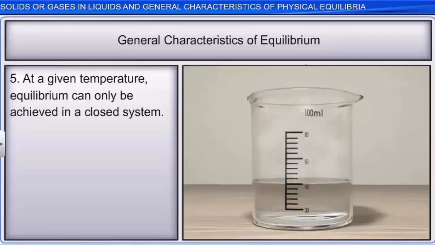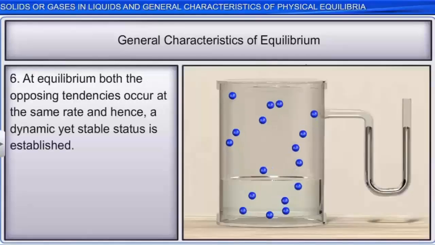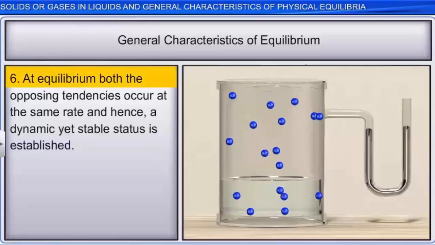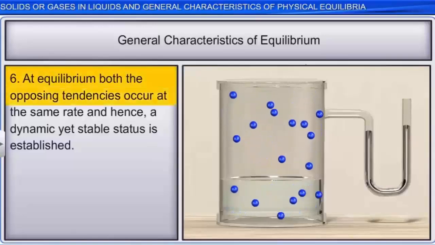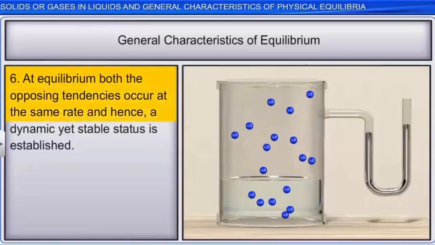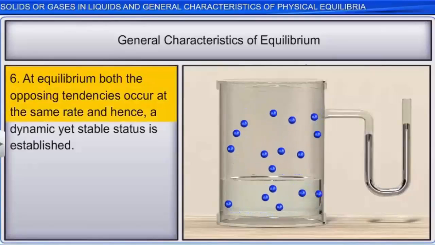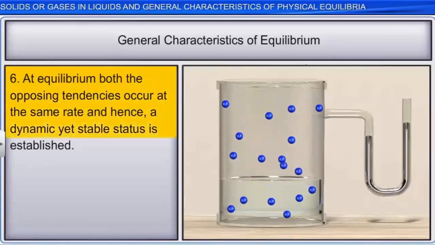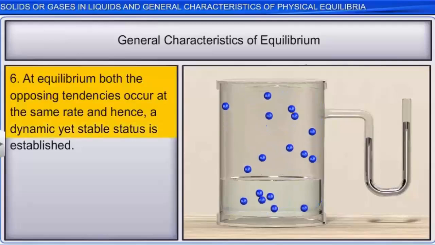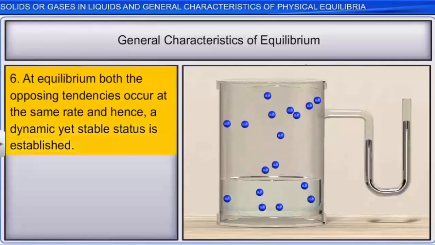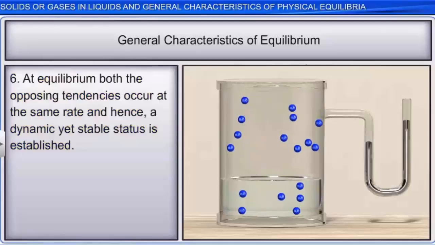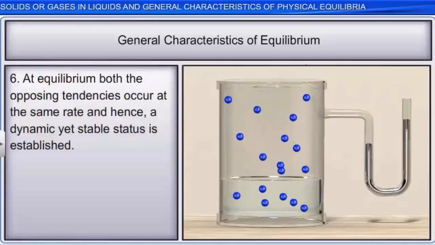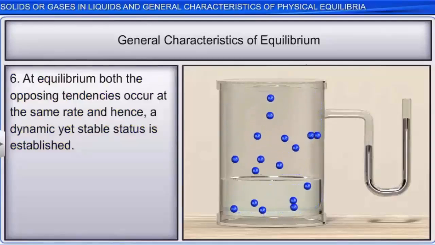At equilibrium, both the opposing tendencies occur at the same rate, and hence a dynamic yet stable status is established. For example, for water at a given temperature in a closed vessel at equilibrium, the rate of evaporation is equal to the rate of condensation.